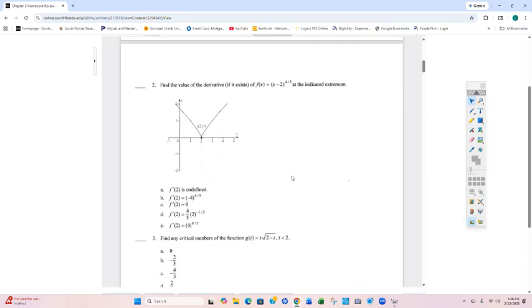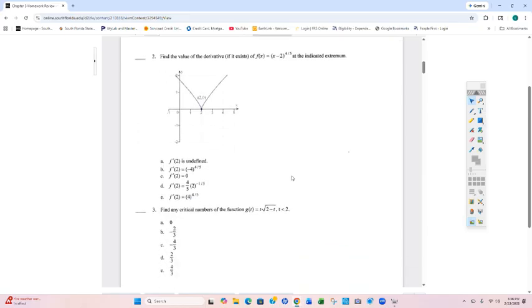Number 2, find the value of the derivative, if it exists, of f of x equals, in parentheses, x minus 2, to the power 4/5. So, open parenthesis, x minus 2, close parenthesis, and then the power is 4 divided by 5. There is a graph. The x-axis goes from -1 to 5. The y-axis goes from -2 to 2. The function is actually above the x-axis. It touches at the coordinate 2, 0. This is a sharp point. There is a closed dot, but it is a sharp point. It is similar to an absolute value graph.